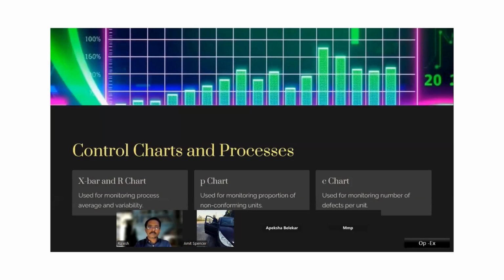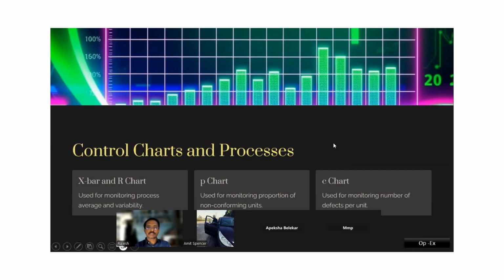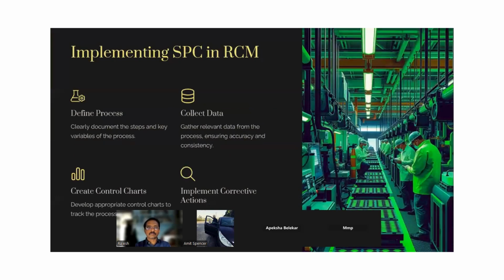There are multiple charts available based on the quality of the data. I don't want to get into what qualitative data and quantitative data are, or the details. I just want to give a rough idea about the charts. We have the X bar chart and the R chart, and we have P charts and C charts. I don't want to go inside the charts. Next, how we are going to implement the SPC chart in the RCM.